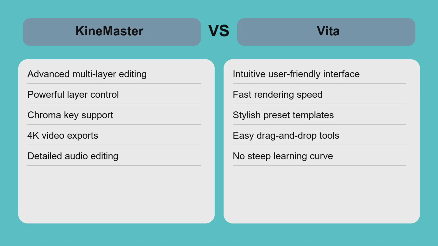and casual editing. While KineMaster demands more time to learn and a subscription for full features, Vita offers a straightforward experience with fewer advanced tools. Choosing between them depends on your editing needs, detailed control, or fast, stylish video creation.